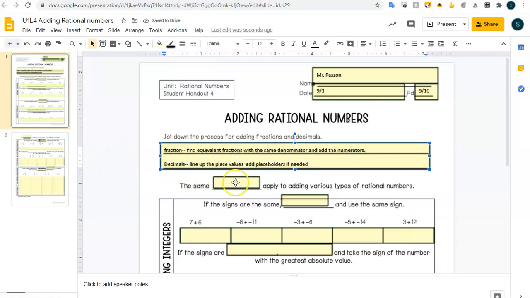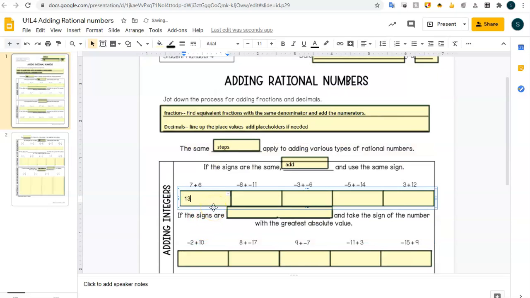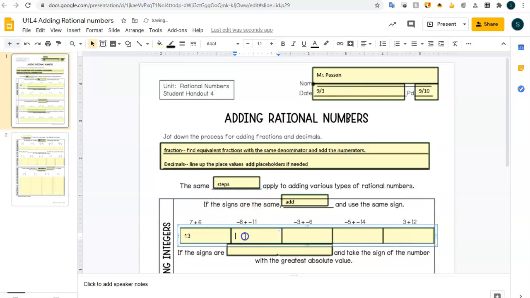Great. So the great thing is the same: we add and use the same sign. So just like we did here, the 7 plus 6, they're the same sign, so we just add them up. They're 13. Here, if we add -8 plus -11, that's -19. Here, the signs are the same, so 3 and 6 is 9, so that's going to be -9. Here, the signs are the same, so it's going to be -19. Here, the signs are the same, and it's going to be 15.